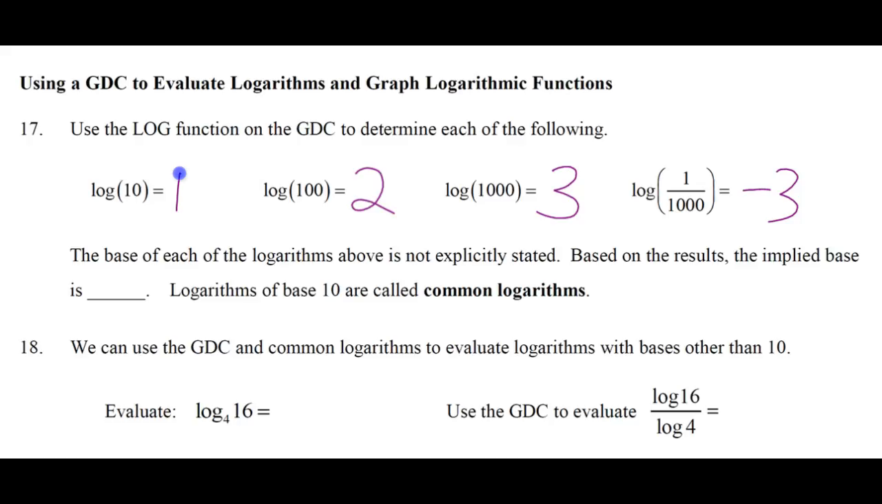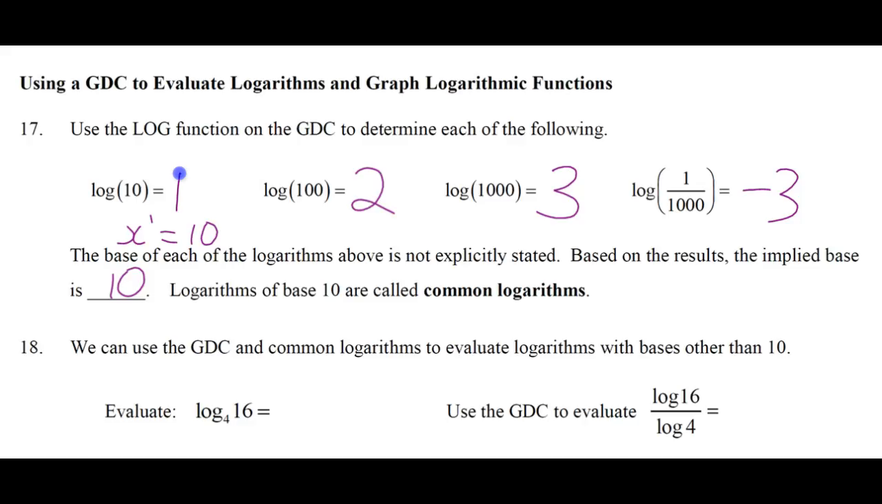So what to the power of 1 gives you 10? What to the power of 2 gives you 100? What to the power of 3 gives you 1,000? Let's start with this one. It's 10, right? What's 10 squared? So the implied base is 10.